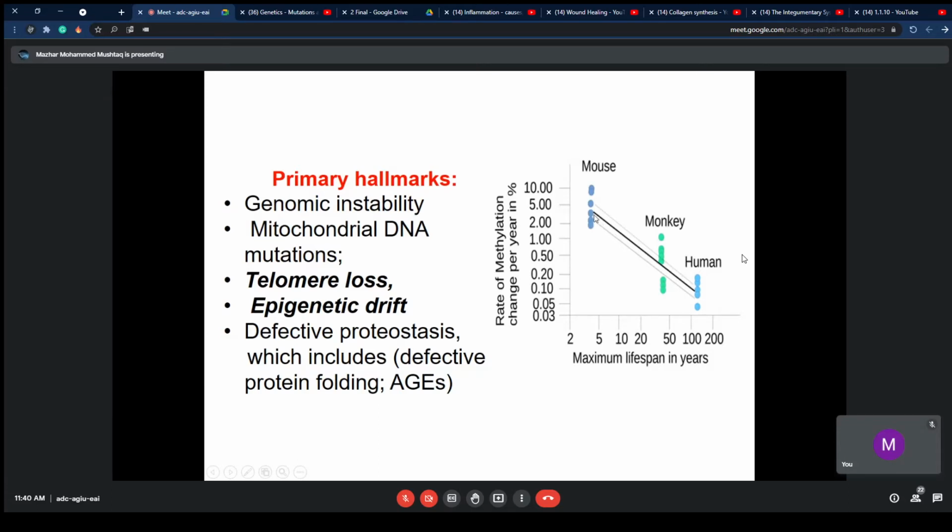That is, the methylation, irrespective of the species, is there, and it is going to affect the lifespan of the individual. And also, I think because the methylation in the mouse and monkey is higher than human. Yes, that is what is shown in this graph also.